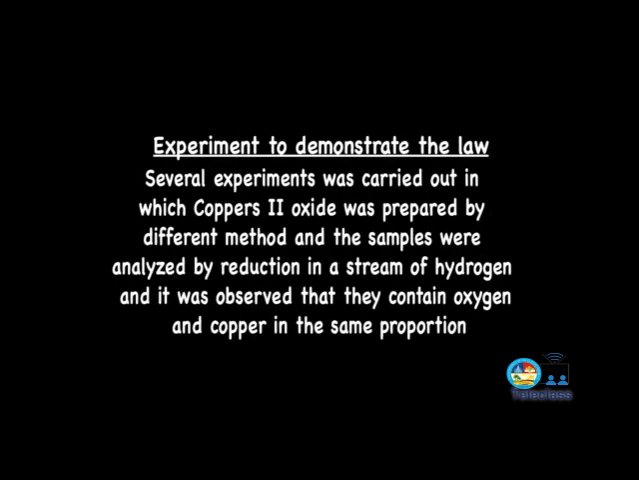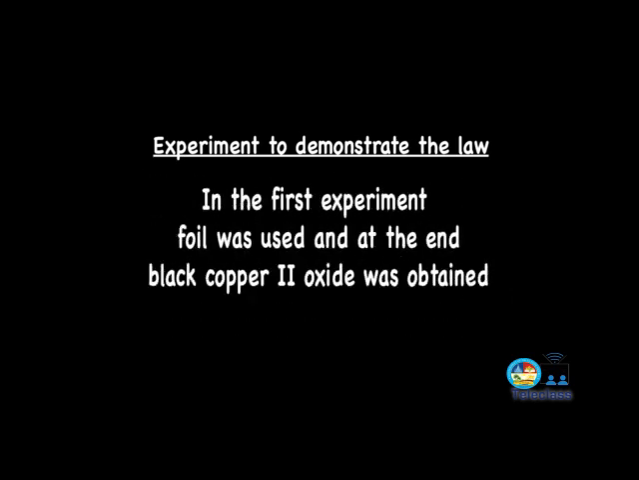Several experiments were carried out where copper(II) oxide was prepared using different methods. The apparatus for the preparation of this copper(II) oxide includes copper foil, copper(II) tetraoxosulphate(VI) solution, sodium hydroxide solution, hard glass tube, clamp, and porcelain boats.